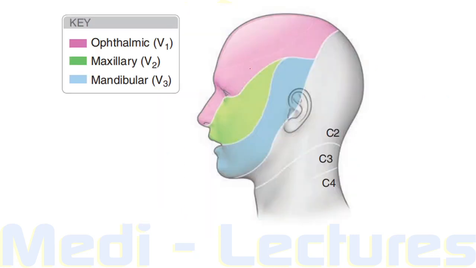So this is the sensory distribution of the trigeminal nerve. This pink part is supplied by the ophthalmic division, this green part by the maxillary division, and this blue part is supplied by the mandibular division of the trigeminal nerve.